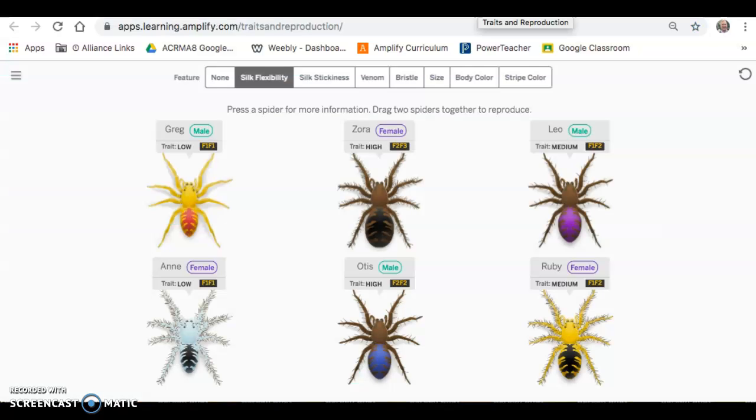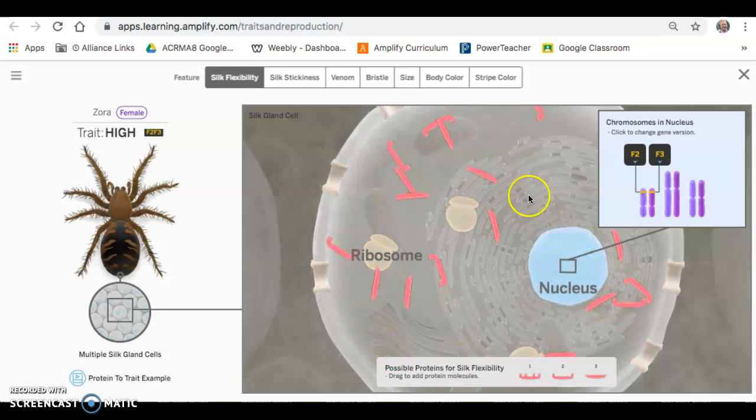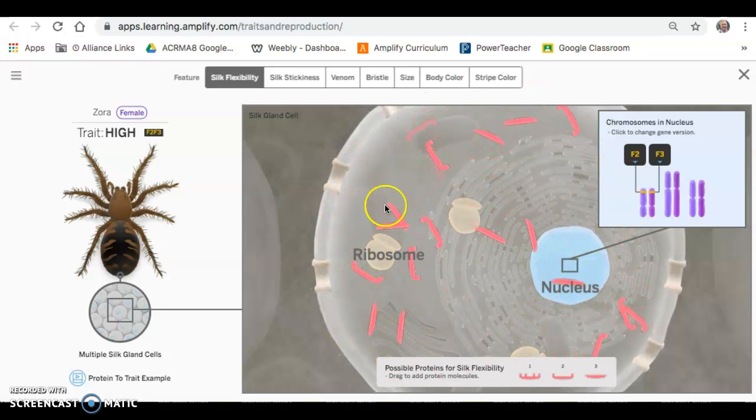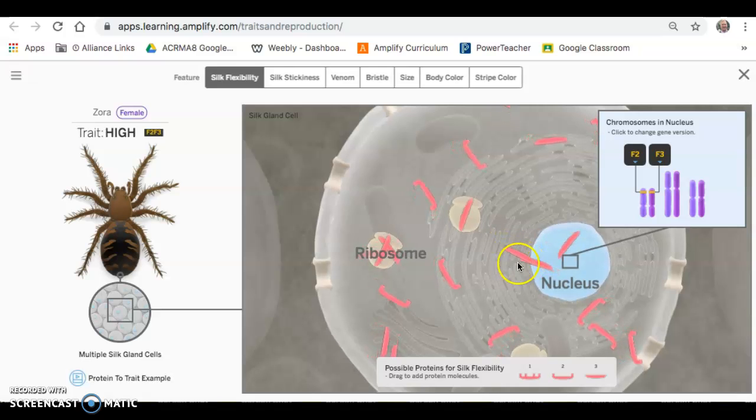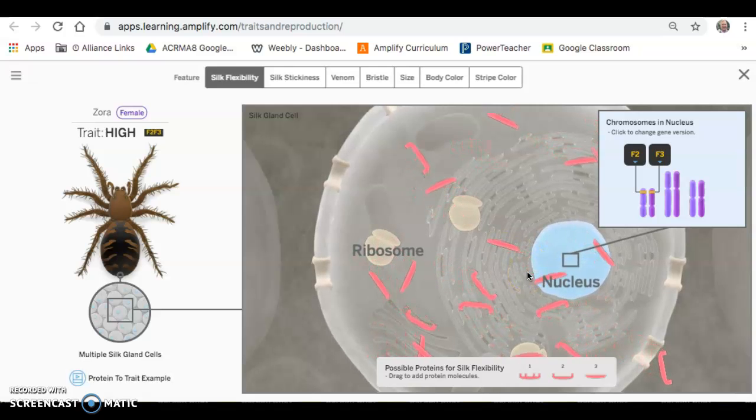Okay, so we want to observe the proteins in the spider's cells. To do that, you click on a spider, and then right here, this is one of their cells. You can see these red things, those are the proteins.